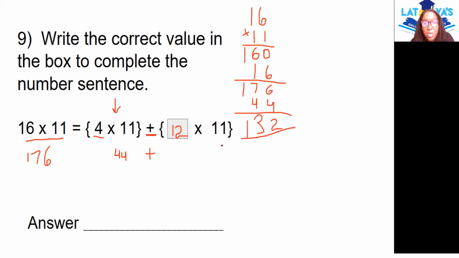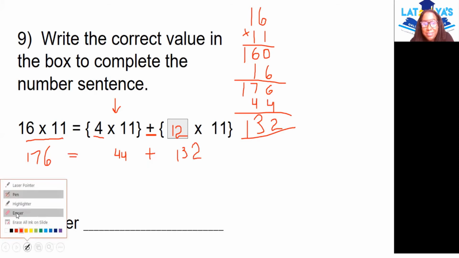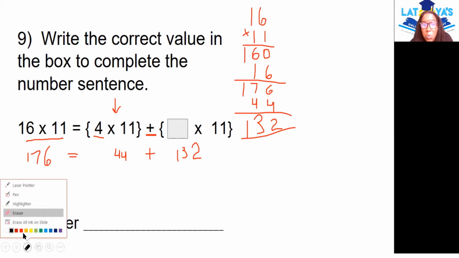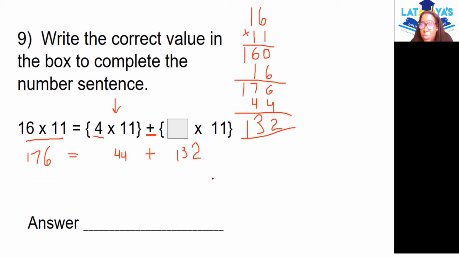132. Good. So 44 plus 132 is going to give me 76. The question is, what must I multiply to 11 to give me 132? I don't know. So what do I do? I do the opposite operation. I will divide. So I will say 11 into 132, long division.